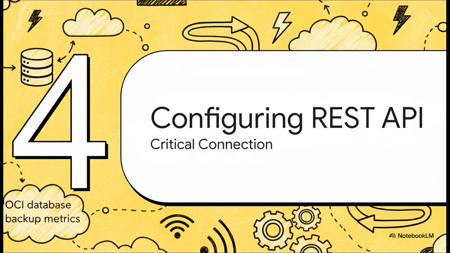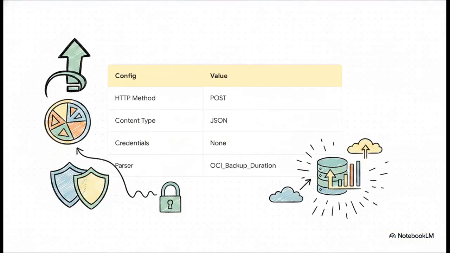Section 4. Configuring the REST API, the critical connection. Now, when you're setting up your log source endpoint, you are going to need to input some specific parameters. You'll use a POST HTTP method, request a JSON content type, and set your parser, in this specific case, to OCI_backup_duration.